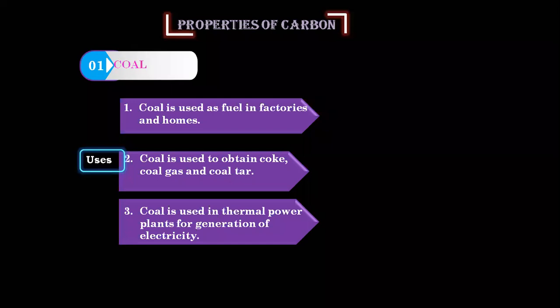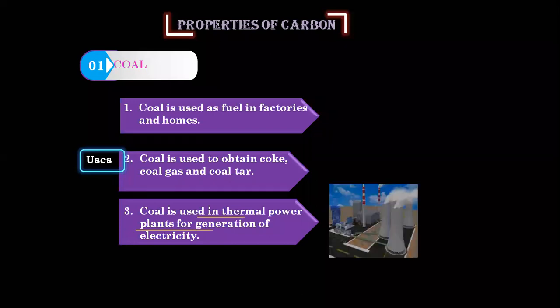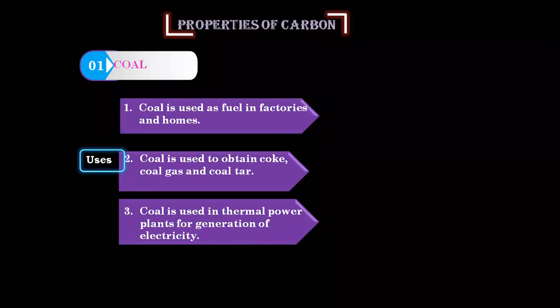Coal tar is basically a byproduct. Coal tar is a byproduct which is formed after the production of coke and coal gas. So after we make coke and coal gas, the byproduct which is left behind is called coal tar. You don't have to write all this because everything is clearly mentioned in your textbook. So we don't have to write. Let's move ahead now. This is the thermal power plant for generation of electricity.